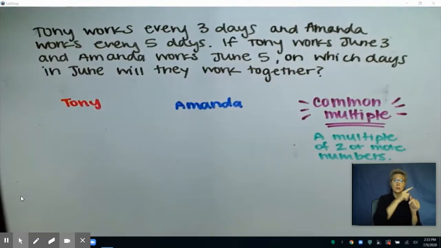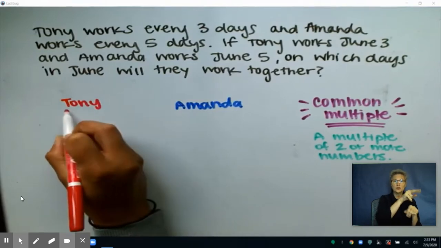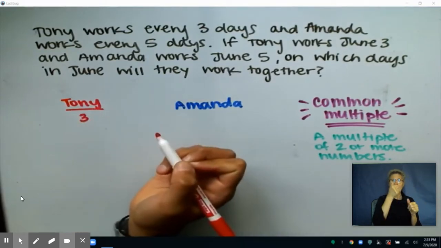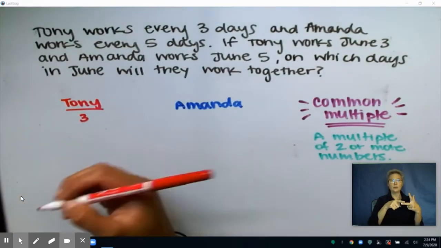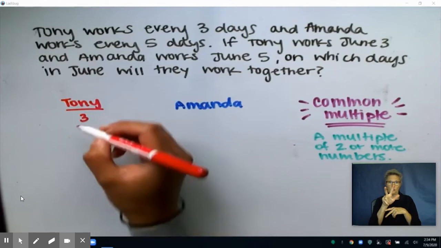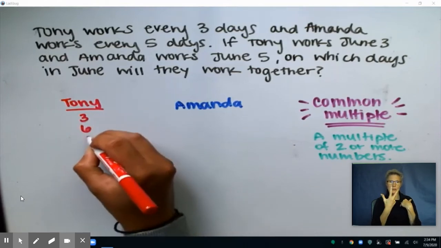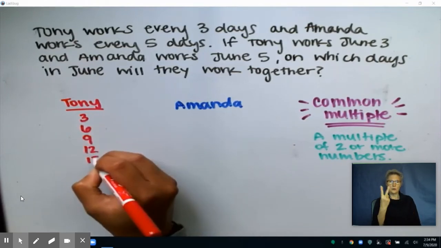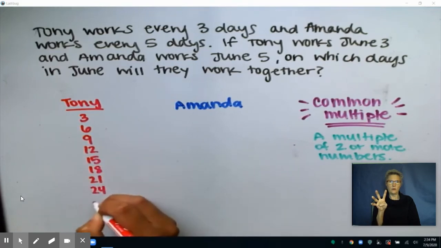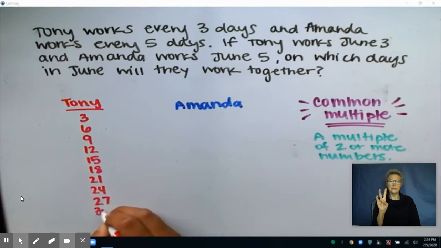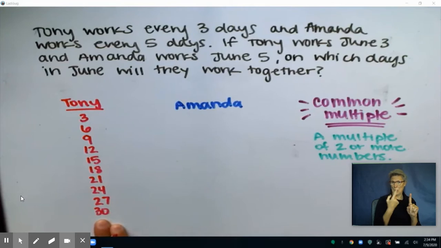And for Tony, I know that he works on June 3rd and then every 3 days. So I know that I'm looking at my multiples of 3. So I have 3, 6, 9, 12, 15, 18, 21, 24, 27, 30, and I'm going to stop there because I know that most months, even if I'm not sure of how many days are in June, most months don't go to 33, so I know that I wouldn't need that date.